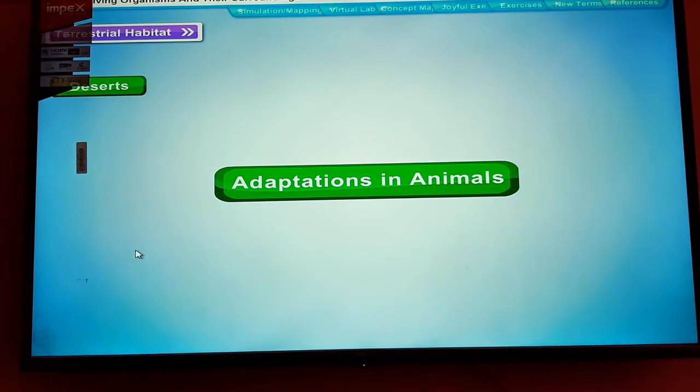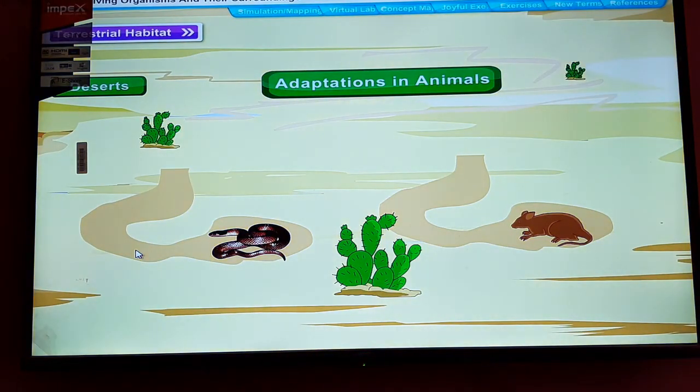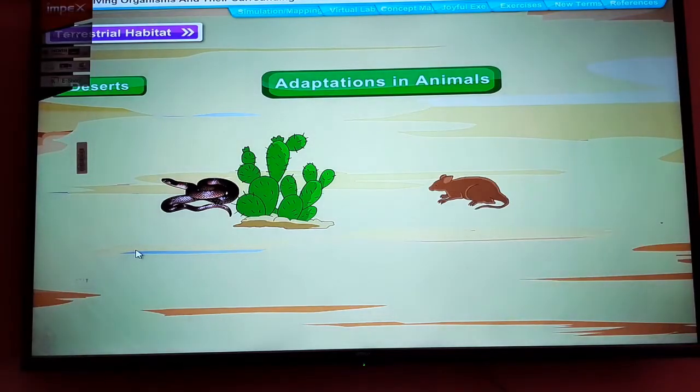Adaptations in animals. Desert snakes and rats make deep burrows that offer a cool and moist home during daytime when the desert is hot and dry. At night, when the desert is cool, the animals come out of their deep burrows and holes and become active. They are nocturnal animals. A camel has several adaptations that help it to survive in a desert.